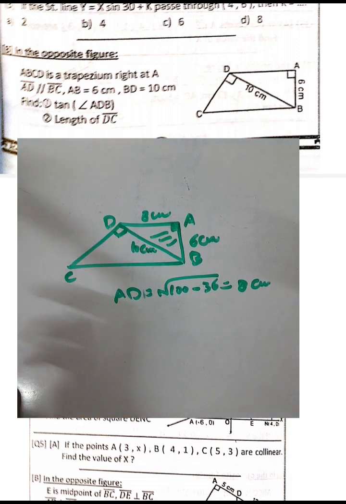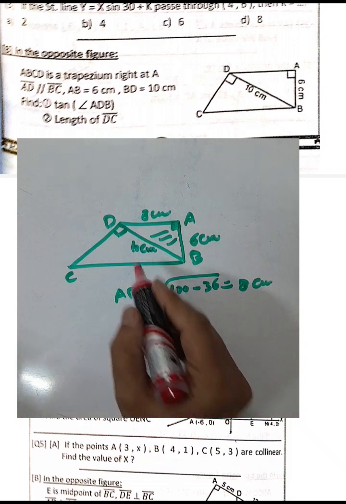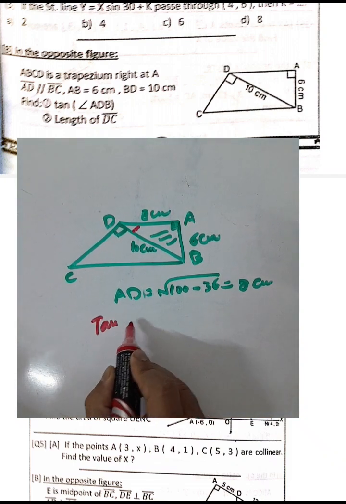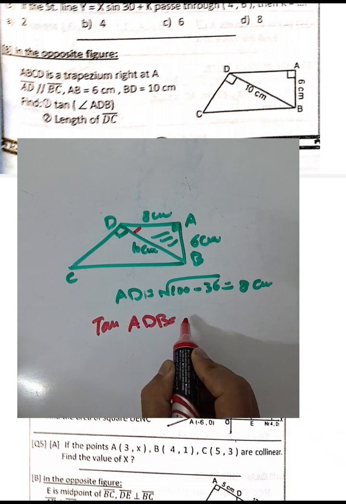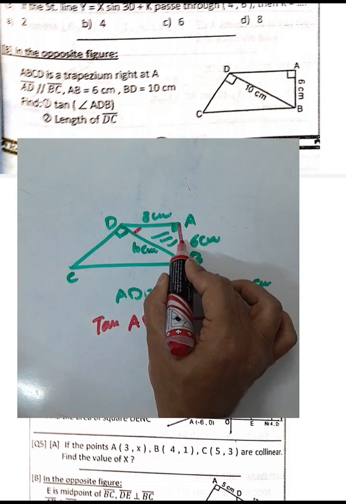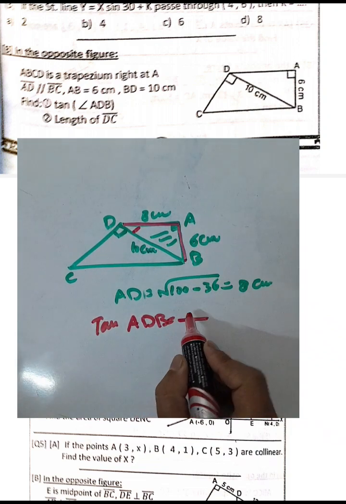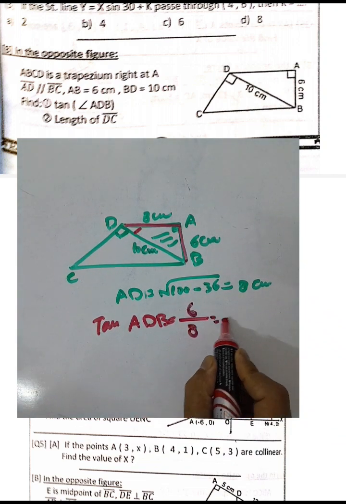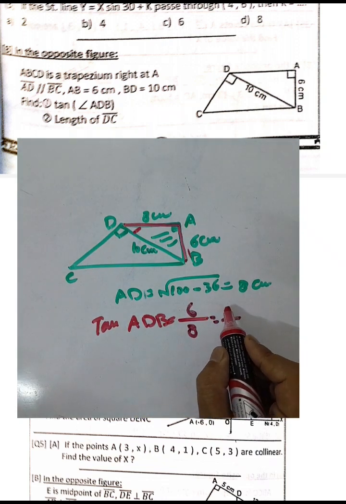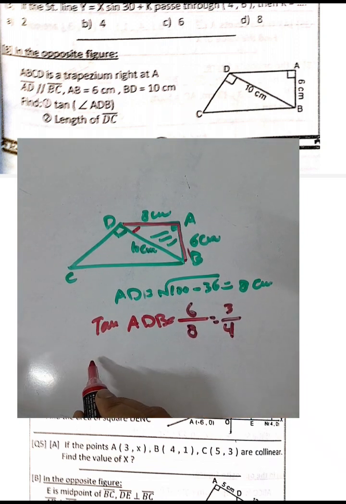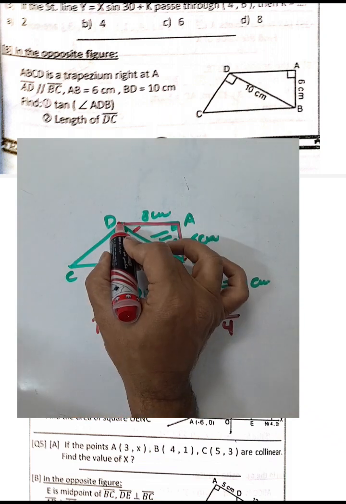And then we can find tan angle ADB. This angle, we call it ADB. Tan ADB equals opposite over adjacent, opposite 6 over adjacent 8, 6 over 8, we can divide by 2, it will be 3 over 4. And then we can find the length of DC.